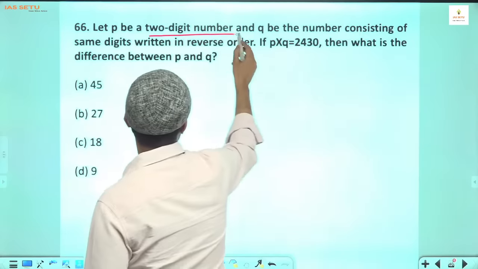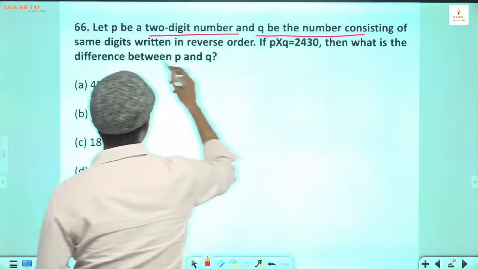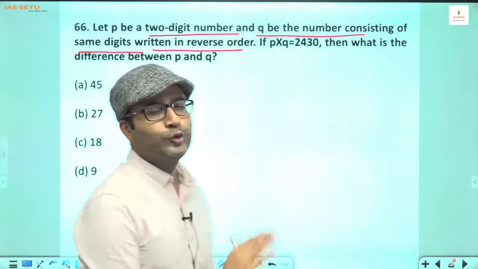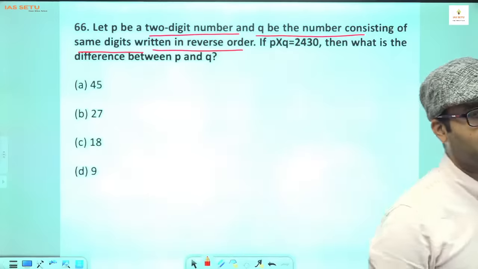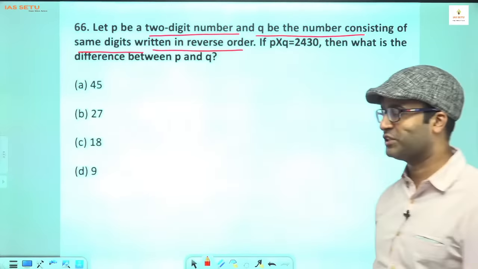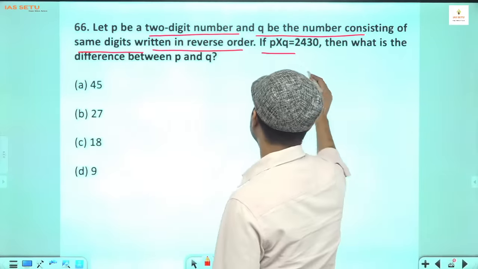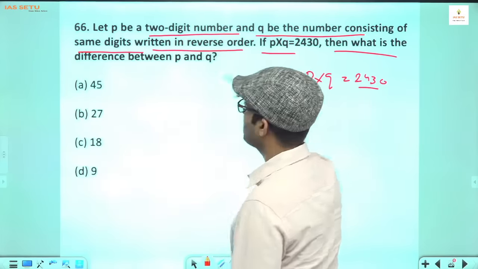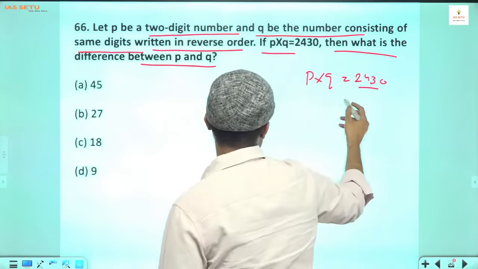नेक्स्ट इज क्वेश्चन नंबर 66, P be a 2-digit number, Q be the number with same digits but written in reverse order. I told you every year from last 4 years, हर साल एक रिवर्स डिजिट 2 डिजिट वाला क्वेश्चन पूछ रहा है डिफरेंट फॉर्म में। P into Q is equal to 2430. Then what is the difference between P and Q?